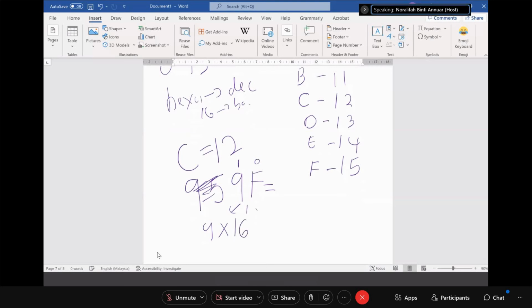Position 1 plus F is 15. F is 15. So 15 multiplied by 16, position dia apa? To the power of 0. So, dapat jawapan dia berapa? 144 plus 15. So 159. Sama je, tukar dia punya base saja. Base 16 because it's hexadecimal. Boleh? Kalau dia tak ada fraction, cara dia straightforward.